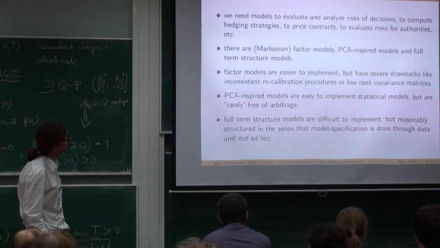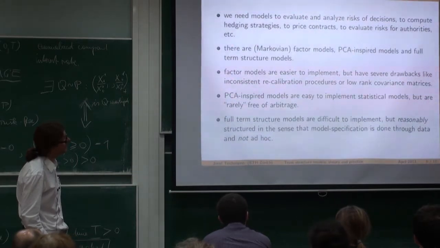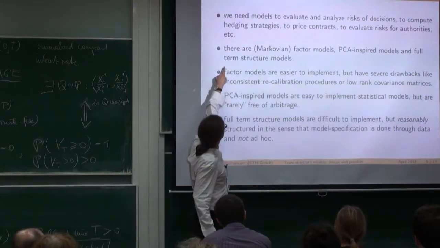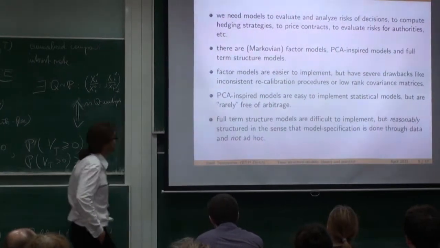So for such purposes you need a yield curve model, and for many other purposes. What do people usually do? Most of the people take a Markovian factor model. Some take a principal component analysis inspired model, and very few, and one of those guys you have in front of you, take full term structure models. So I'm somehow advocating for the third choice.